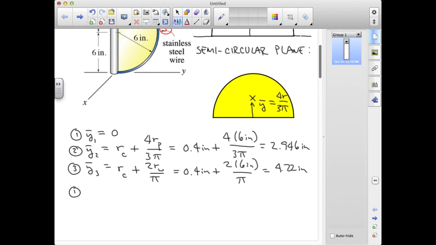The corresponding weights of each of these are the specific weight of the cylinder times its volume, which is pi times the radius of the cylinder squared times the height of the cylinder. That's 0.284 pounds per inch cubed times pi times 0.4 inches squared times 14 inches, and that number turns out to be equal to 1.999 pounds.